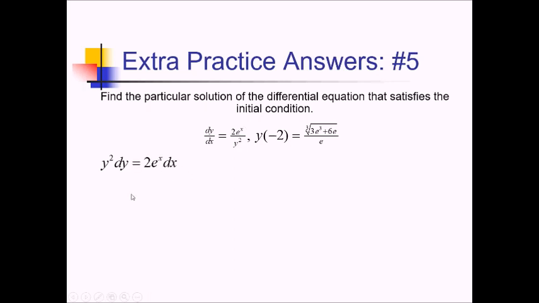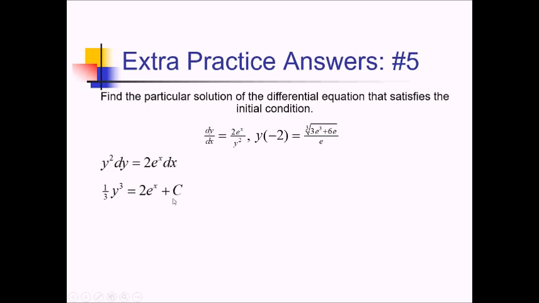At this point, I can go ahead and take the antiderivative for both sides. So on the left side, I've got 1/3 y to the third power. On the right side, this is going to be easy. This is just 2e to the x. Don't forget the plus c, though. And at this point, this is where it gets a little bit crazy. I have to plug in the initial condition here in order to figure out the value of c.